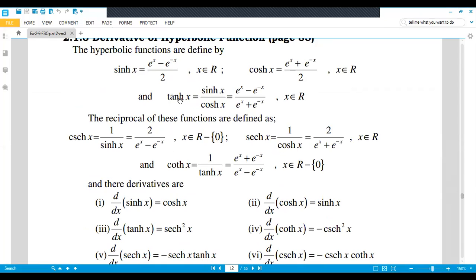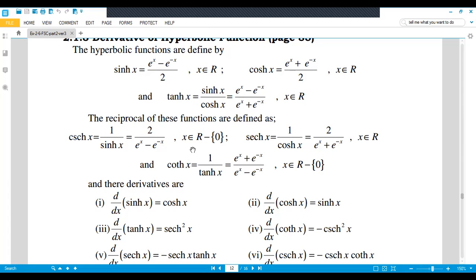And tangent hyperbolic x, you know that is equal to sine hyperbolic divided by cos hyperbolic. So sine value divided by cos value, the 2 cancels, so you get e power x minus e power minus x divided by e power x plus e power minus x. The reciprocals of these functions are defined: cosecant hyperbolic x is 1 over sine hyperbolic x. So the reciprocal of the sine hyperbolic value will come for cosecant hyperbolic x.